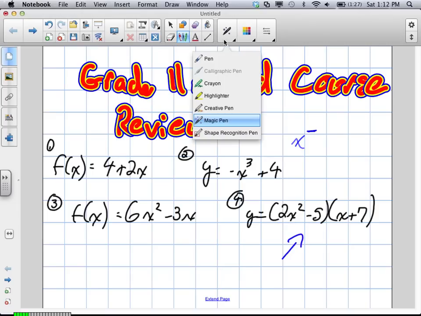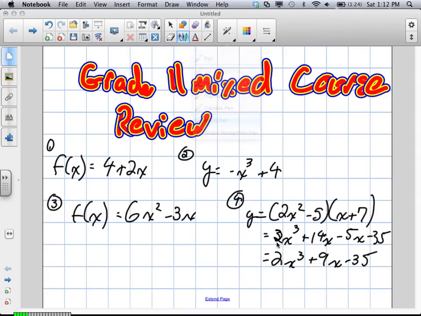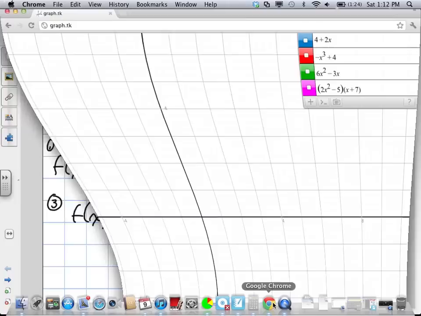So if I quickly were to FOIL this, we'd end up with 2x cubed plus 14x minus 5x minus 35, which would give us 2x cubed plus 9x minus 35. And again, in standard form, this is to the power of 3. Okay. And just to prove this, we're going to jump into our graphing program.